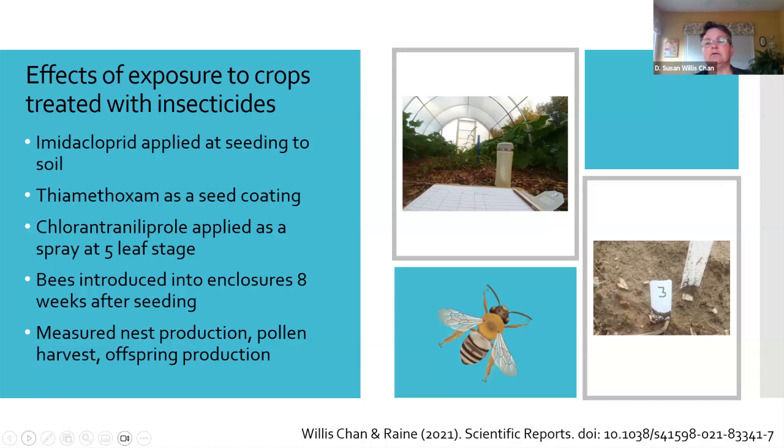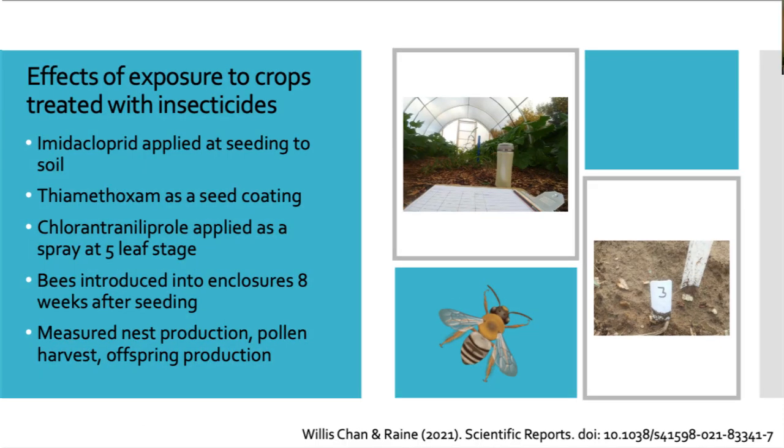These were all treatments in enclosures. I then introduced the bees into those enclosures 8 weeks after the pesticide application. So the bees were not directly exposed by me to these chemicals. Then I measured nest production, pollen harvest, and offspring production. I did not measure mortality because none of the bees died in this situation.